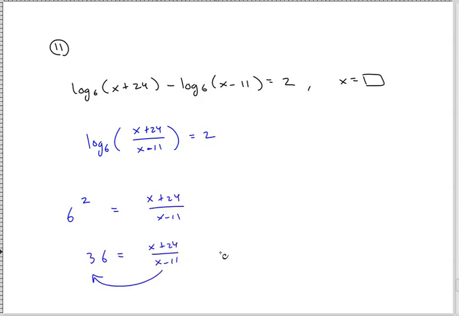Now I'm going to multiply that here to the other side. Actually, I want to bring it up a little higher than that. So I got 36 times x minus 11 is equal to x plus 24. Distribute your 36. 36x minus, that's something I'm going to need help with.